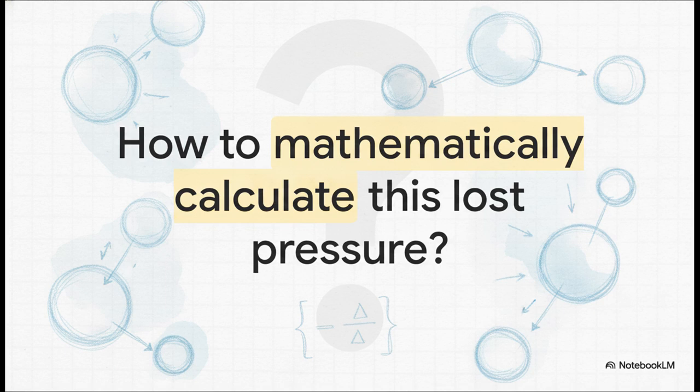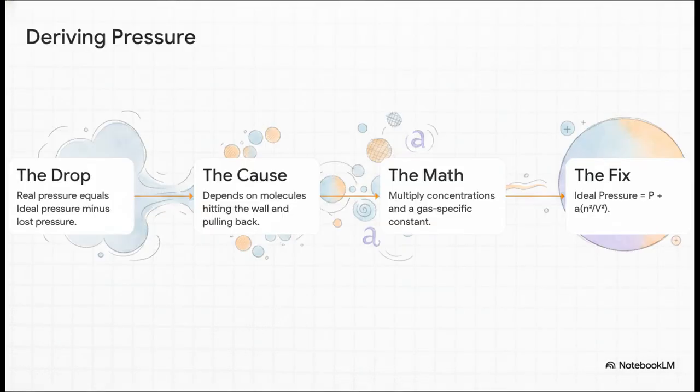Okay, so conceptually, we know the real pressure drops because the molecules are tugging on each other. But as scientists, we can't just throw our hands up and say, well, it's lower. We have to ask the crucial question. How do we mathematically calculate this exact amount of lost pressure? Let's walk through the math step by step. First, we establish that the real pressure we measure in the lab equals the theoretical ideal pressure minus some amount of lost pressure. Let's call it P prime.